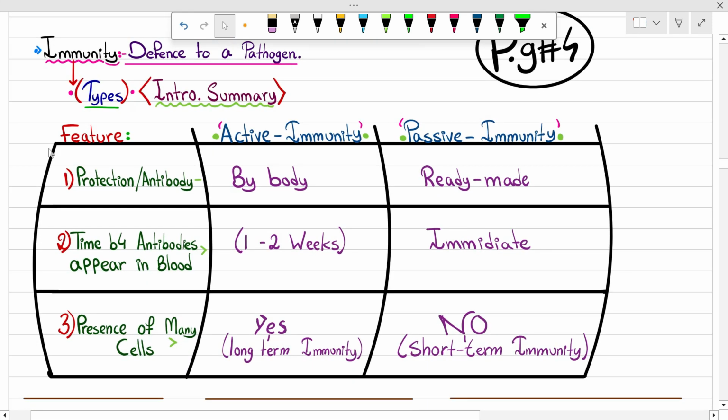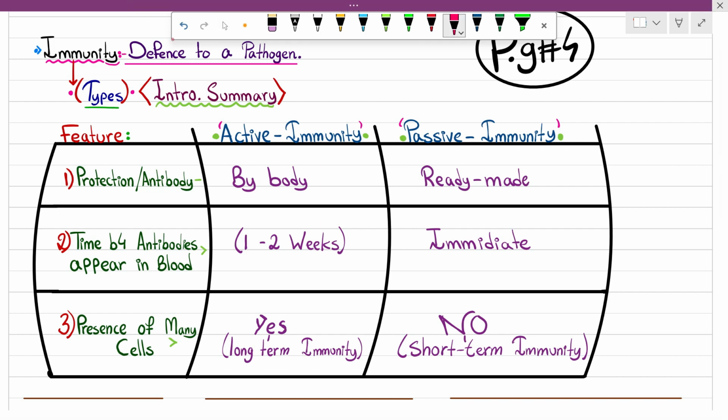Okay, so we have finished everything about diseases. Now let's jump to immunity. Immunity is the defense against a pathogen. A pathogen is, just to recall, a disease-causing organism, and immunity is what defends against this disease-causing organism. We have two types of immunity, active immunity and passive immunity.